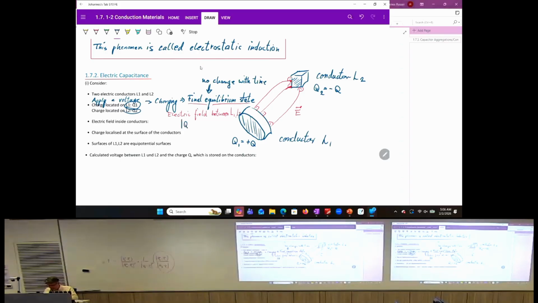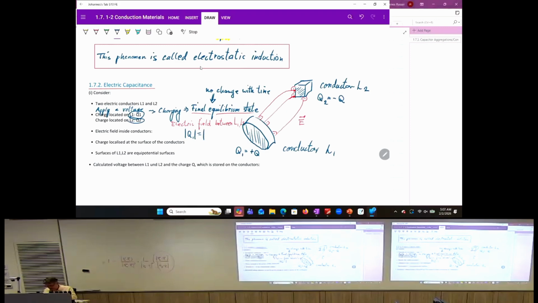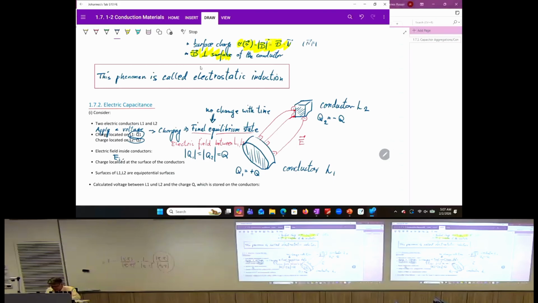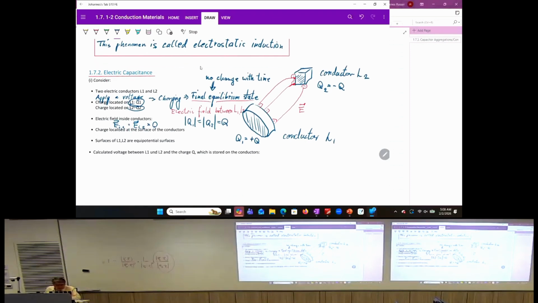The charge Q1 is by magnitude the same as Q2, is Q. How is the electric field inside the conductor? Anyone? Electric field inside the conductor, how is it? Okay, the electric field inside conductor 1 is denoted as E sub I for inside 1. It happens to be the same as the electric field inside conductor 2, and it is 0. It is vanishing because of that electrostatic induction.